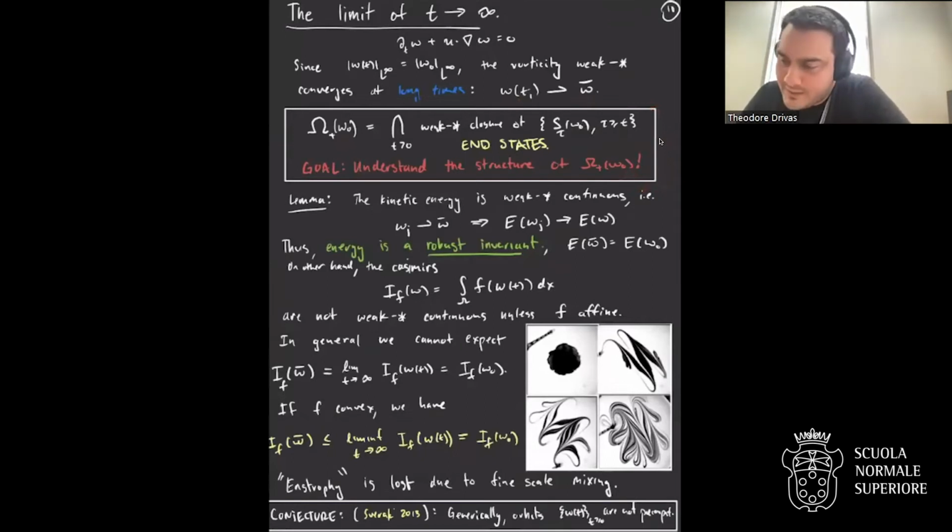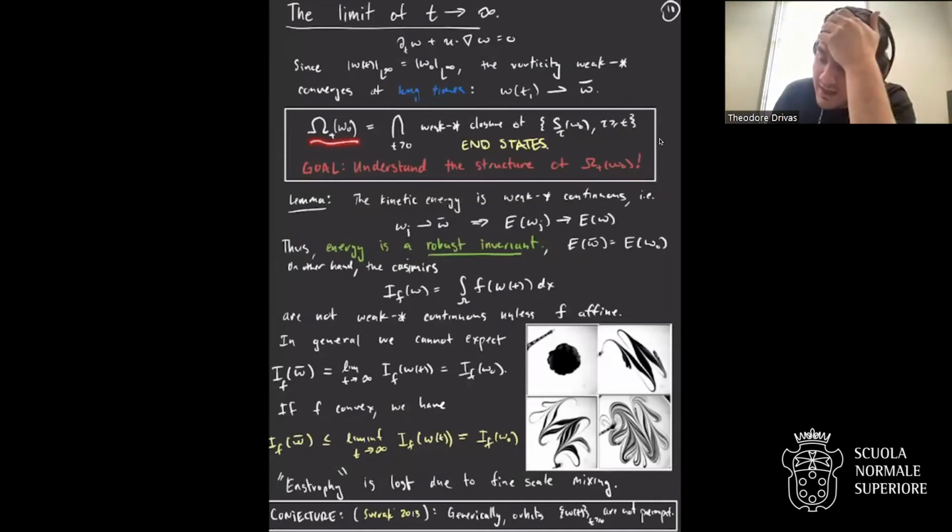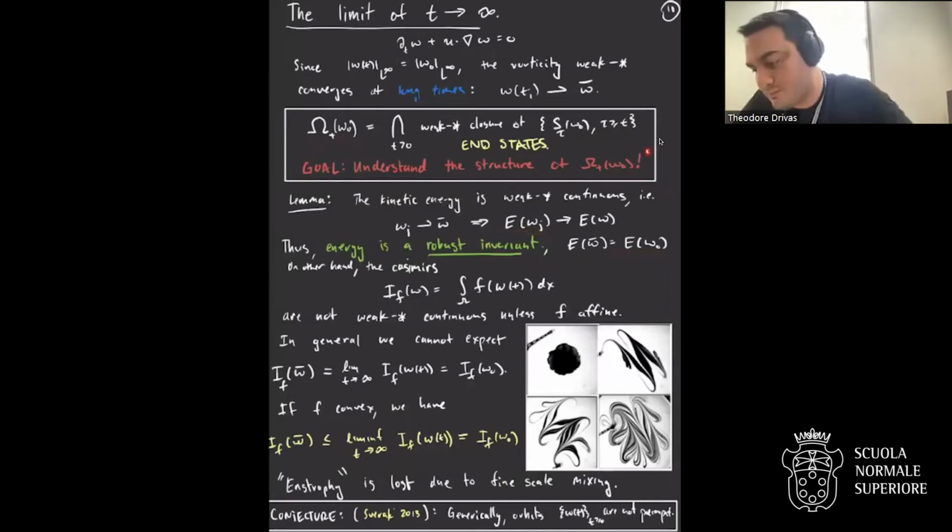So there are some immediate points you can make about it. The first is that everything in this set has to have the same kinetic energy as the initial data did. That's just because the kinetic energy, which is one derivative less than the vorticity, is weak star continuous. So all the weak limits share the same energy as the data. And that actually imposes a pretty severe constraint. In fact, aside from other symmetries, it's the only really robust one we know.